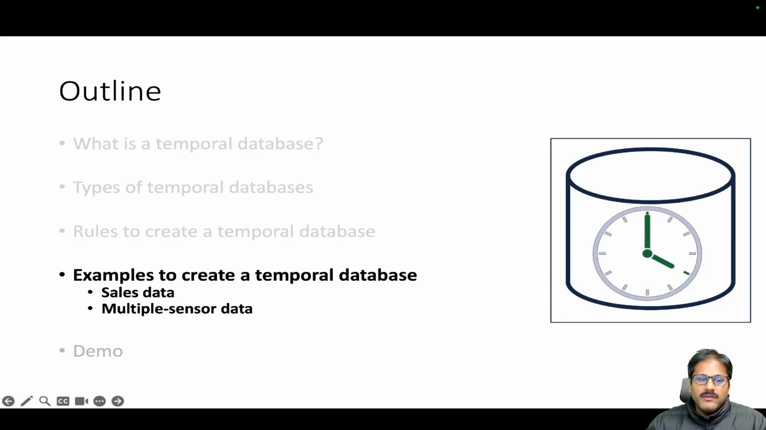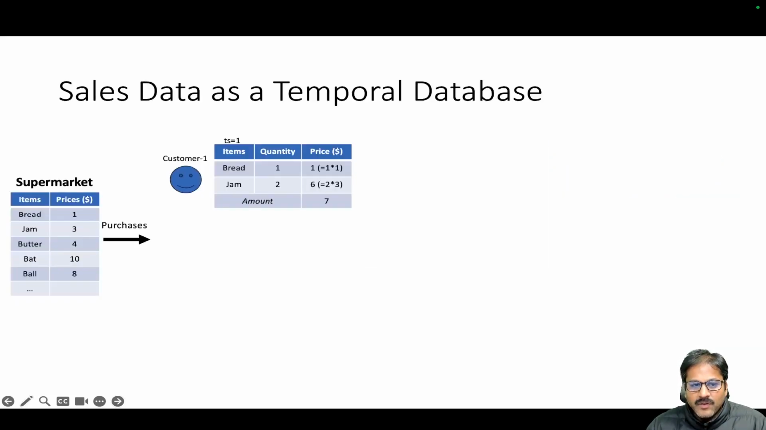Now let us see how we create a temporal database. For that we are going to use two applications. One is sales data and another one is multiple sensor data. If you have watched how to create transactional databases, then this video will be slightly different when I am going to explain the examples. So let us first deal with sales data.